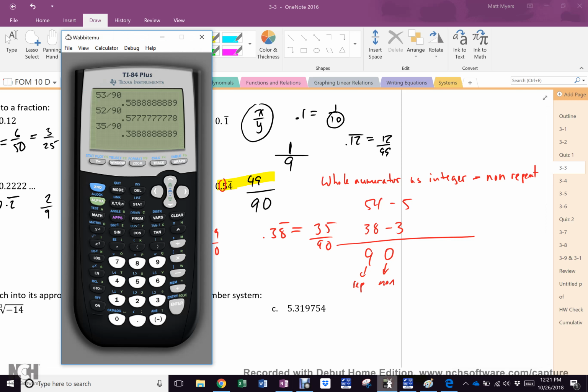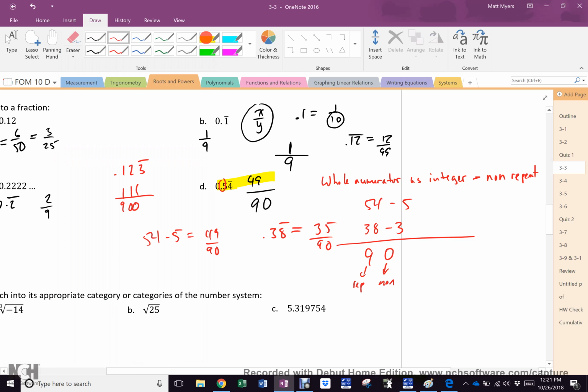And just to prove it, 111 divided by 900. 0.123333333. Everybody cool? Yeah. All right.